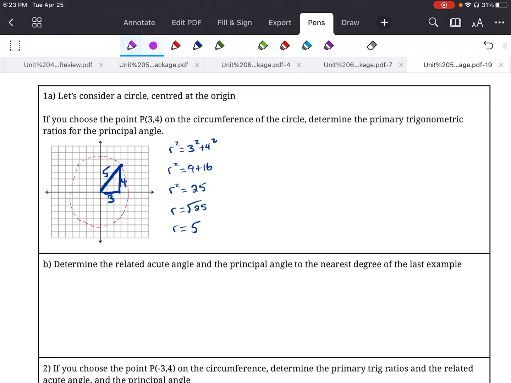Okay, now it wants us to find the primary trig ratios, which we know are sine, cos, and tan.